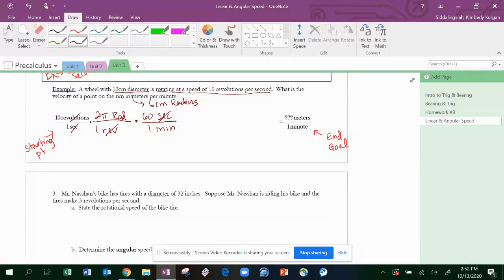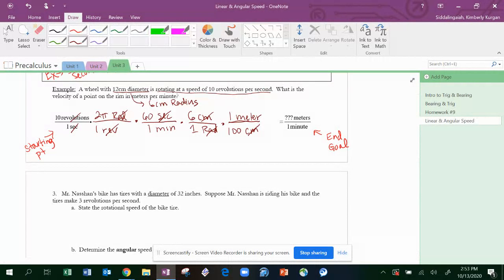Remember, one of our key conversions was length of radius over 1 radian. So I'm going to put in the 6 centimeters per 1 radian. Now my radians are canceled, so I'm in centimeters per minute, and I want to be in meters per minute. Shoot, so close. One of the other conversions I gave you was that 100 centimeters is equivalent to 1 meter. So centimeters now cancel, and we are in meters per minute.